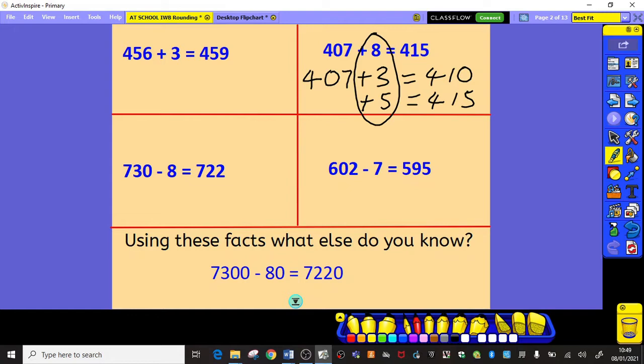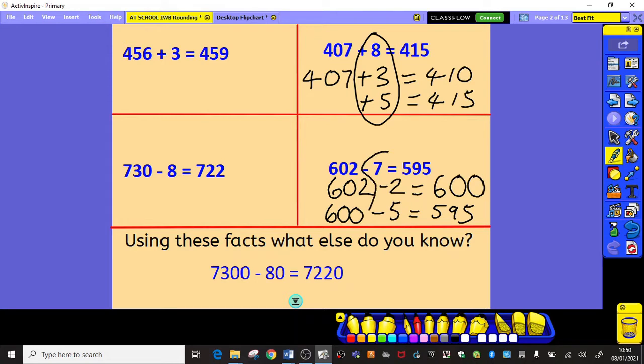If I was doing 602 subtract 7, then I might well do 602, take away the 2, which is obviously going to get me to 600, and then once I've got the 600 stored in my head, I could take away another 5, giving me 595. And as you can see, I've subtracted the 7.